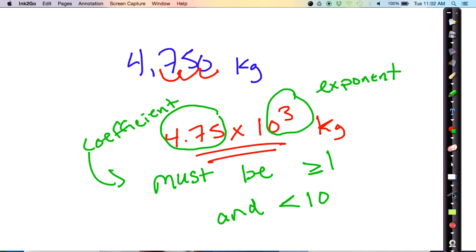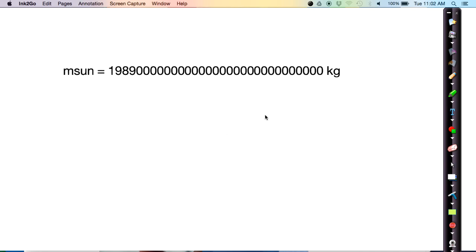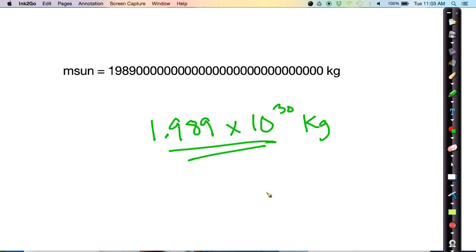So if we go back to the mass of the sun then, remember we had this big number, difficult to write, difficult to work with, difficult to put into a calculator, if not impossible. This number can be expressed in scientific notation by moving the decimal place until we end up with a number between 1 and 10, and that number is 1.989. Now, how many times do we have to move the decimal place to get there? Well, it turns out it is 30. So this is 1.989 times 10 to the 30th kilograms. And that's how we express the mass of the sun in scientific notation.